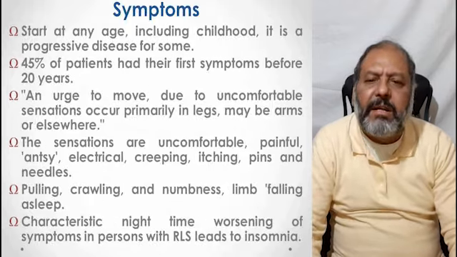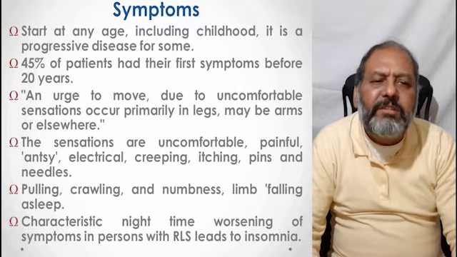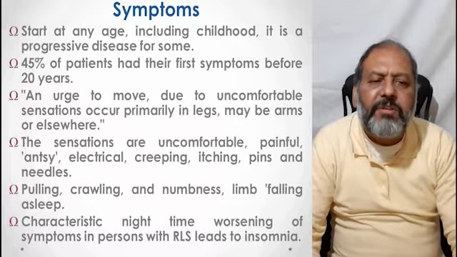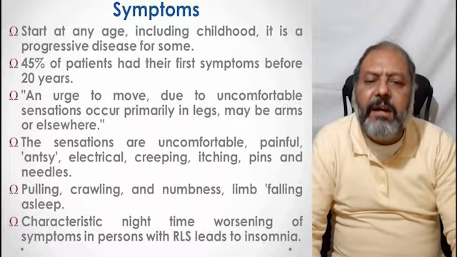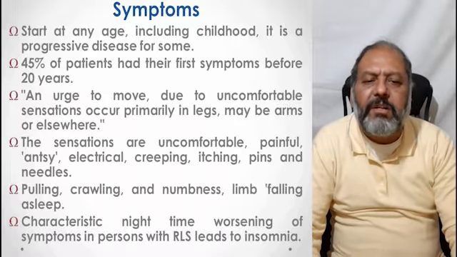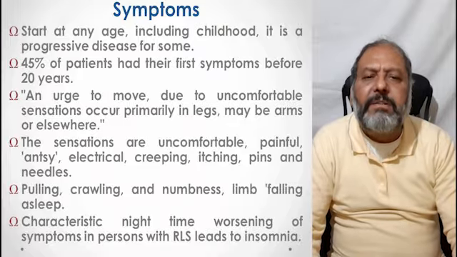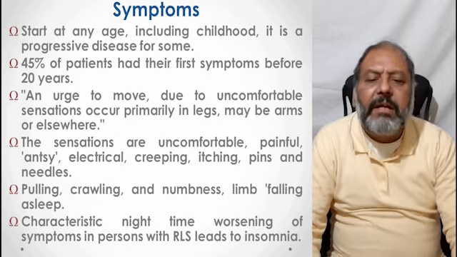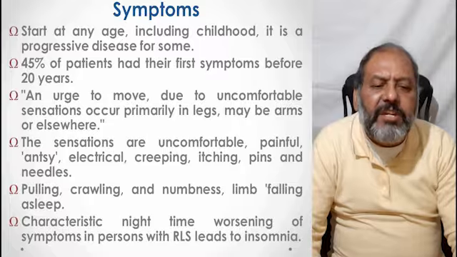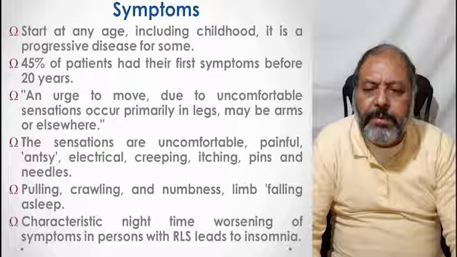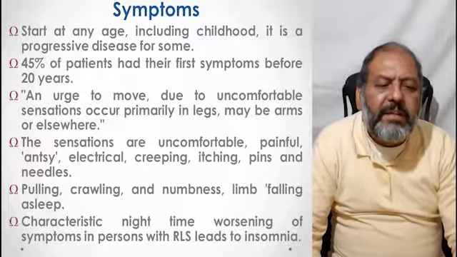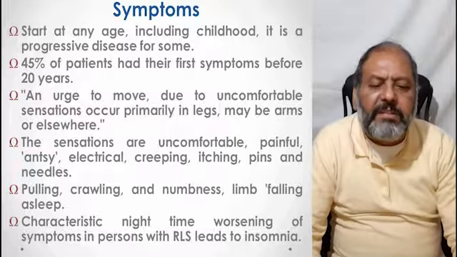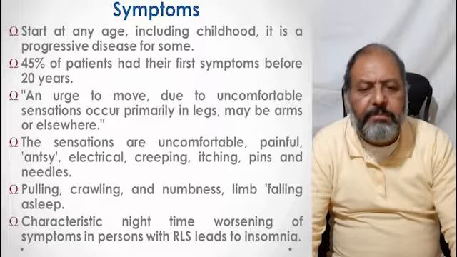Now, what are the symptoms of RLS? It starts at any age, including childhood. It is a progressive disease for some people. 45% of patients had their first symptom before the age of 20 years. It is an urge to move due to an uncomfortable sensation occurring primarily in the legs, maybe in the arms or elsewhere. The sensations are uncomfortable, painful, antsy, electrical, scraping, itching, pins and needles, pulling, crawling, and numbness, like a limb falling asleep. Characteristic nighttime worsening of the symptoms in a person with RLS leads to insomnia and discomfort for the patient.